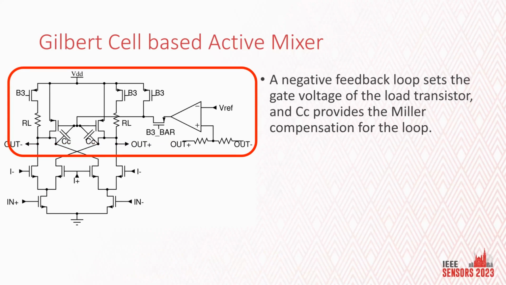And a negative feedback loop sets the gate voltage of the transistors. And because of this configuration, a compensation is needed, and the compensation capacitor CC provides the Miller compensation for the loop.